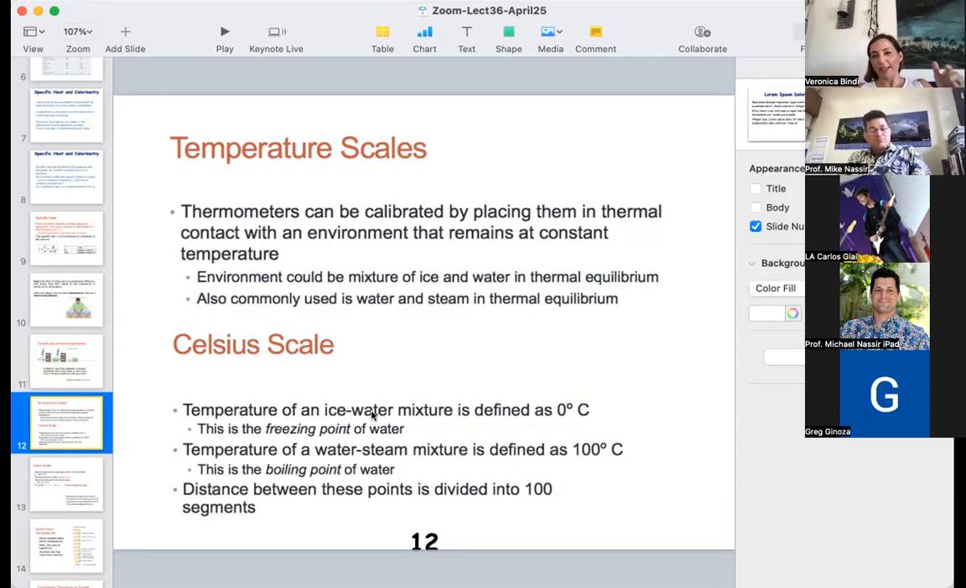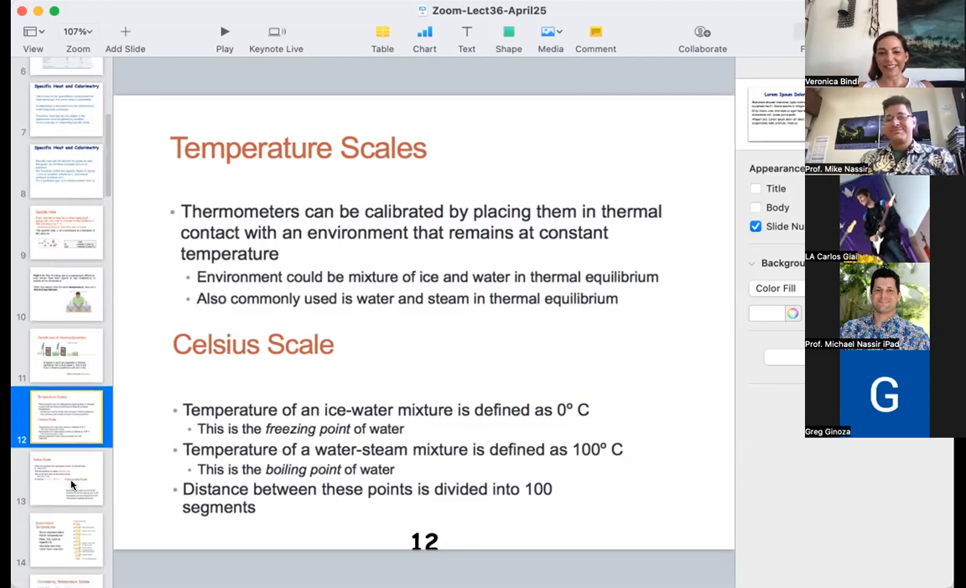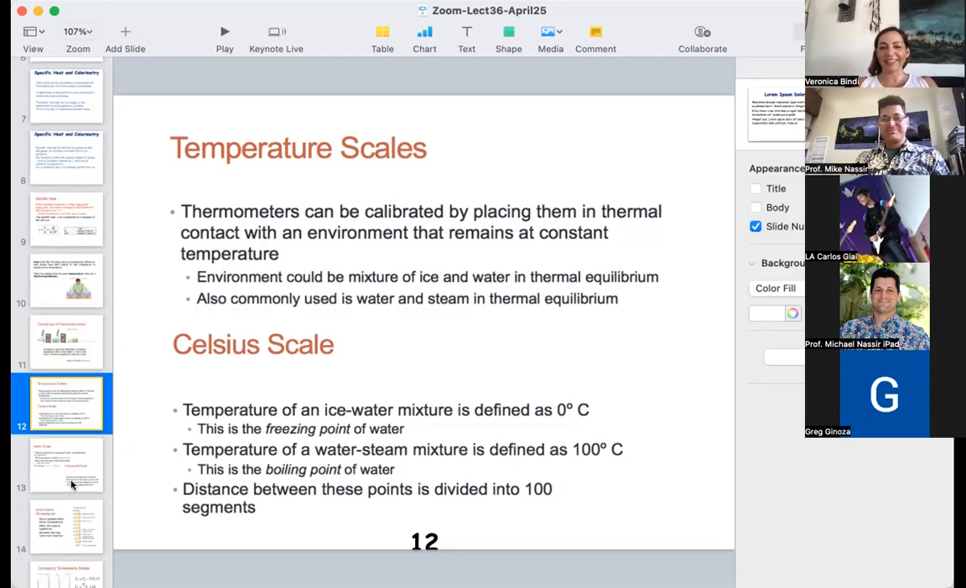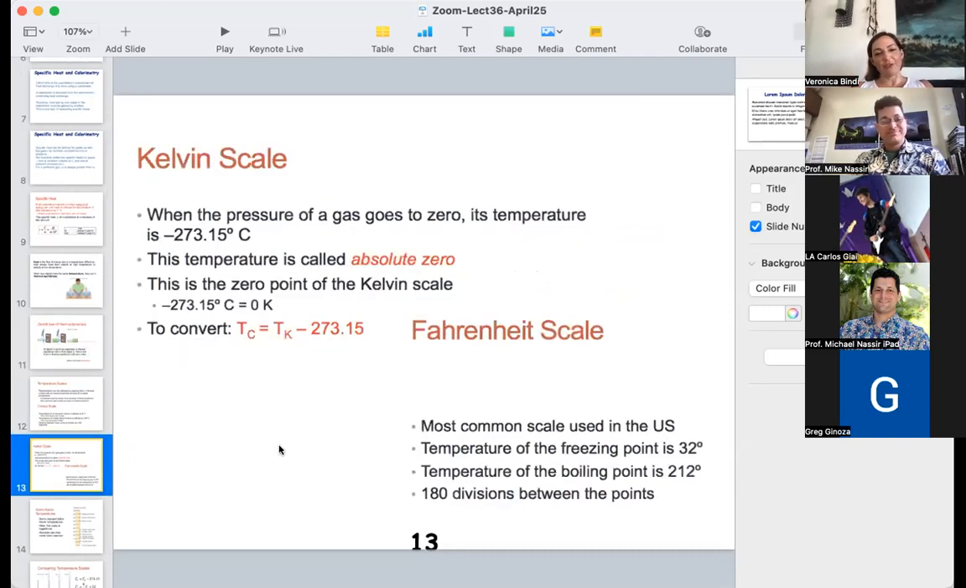And I know because, unfortunately for myself, sometimes I drink my tea too fast or I touch the water to try to see if the salt is enough for the pasta. And so for me, it's very easy. The Celsius scale is way easier.